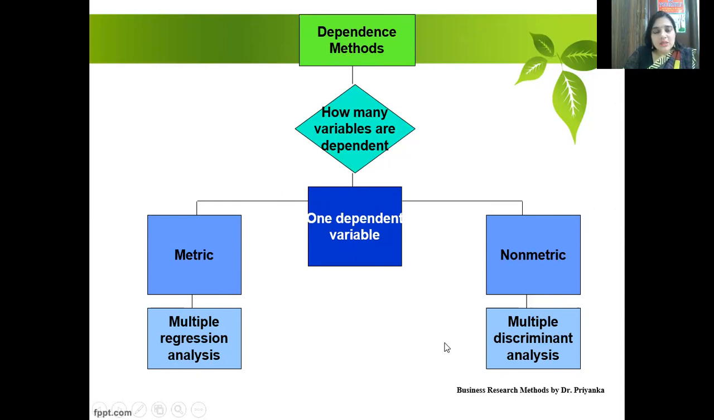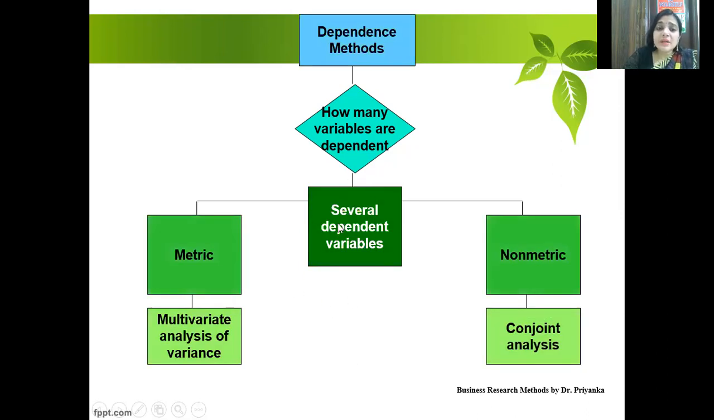Or you can say that when you have interval and ratio scale data, you will be using regression analysis. And for a similar study, if you did not collect interval or ratio scale data, you have ranked the things, then you will be going for multiple discriminant analysis.